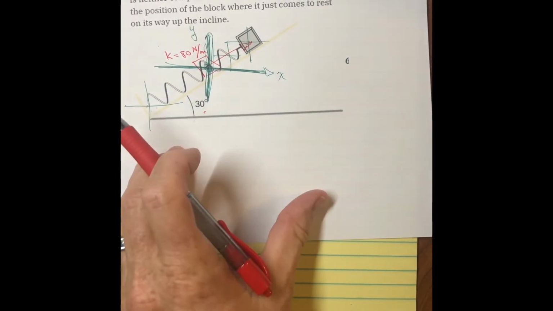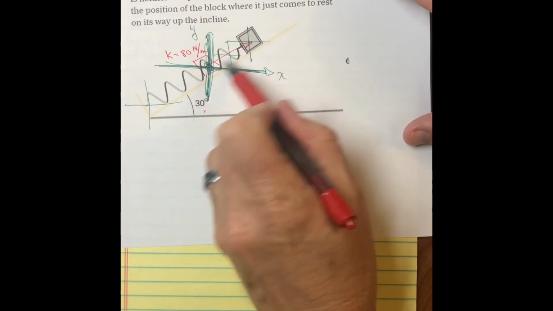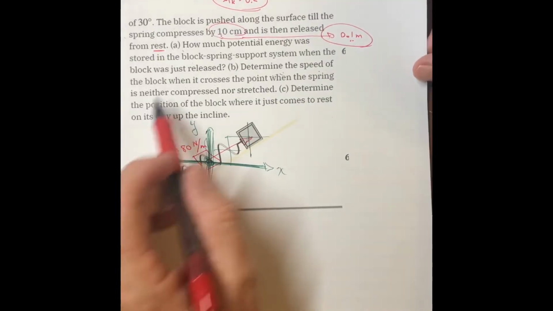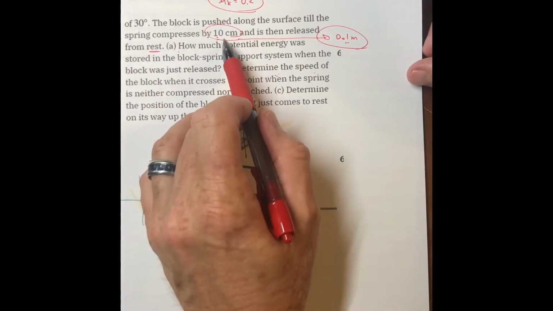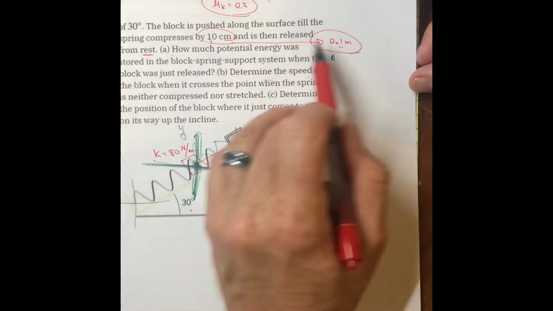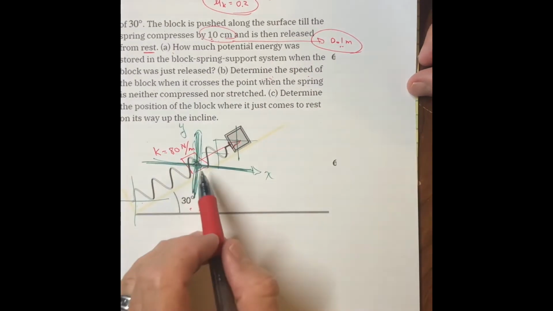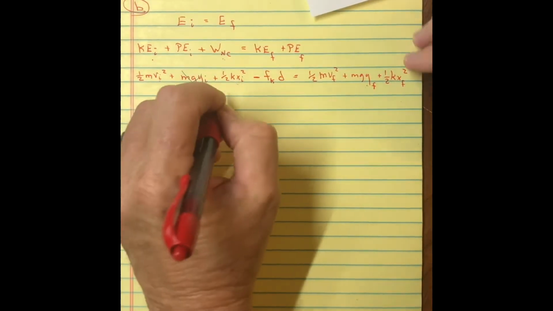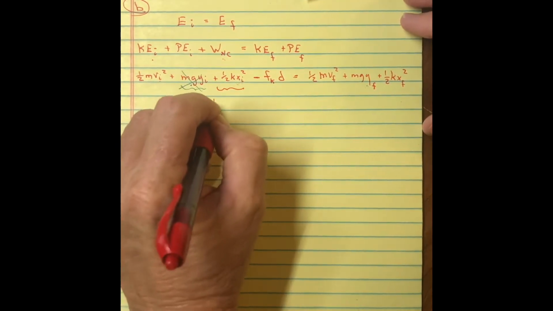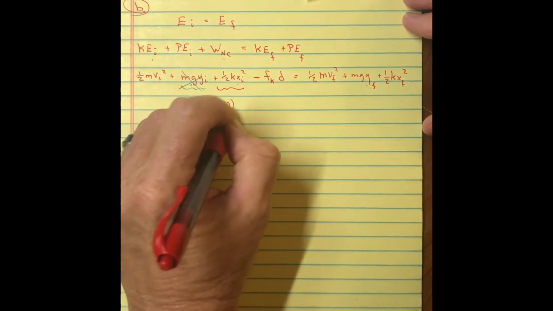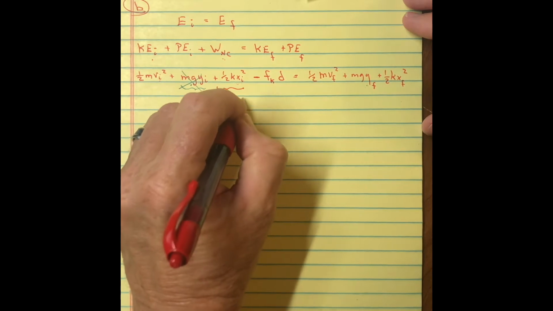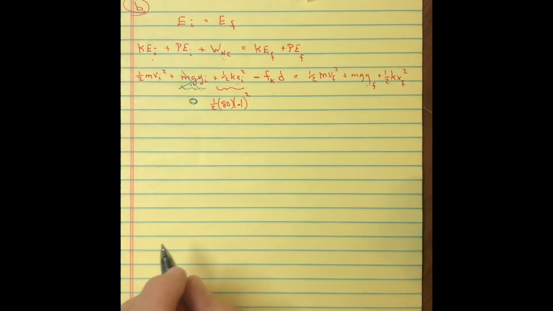So when I talk about the spring being compressed to get it started, it's this distance, which I believe they told us right here is compressed 10 centimeters, 0.1 meters. So this term right here would be 1/2 times 80 times 0.1 squared.